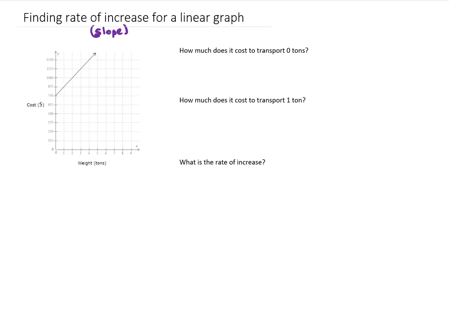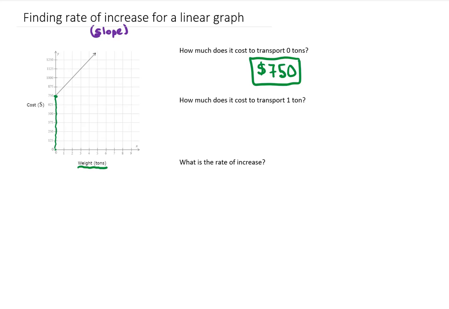So the first question we have to ask, that is prompted here, is how much does it cost to transport 0 tons? So to figure out what the transport cost is for 0 tons in this picture, I'm going to look along the x-axis, which represents tons, and I'm going to look for the value of 0. And then from that point, I'm going to go up to the graph of the line, and notice that the outcome is 750. So for how much does it cost to transport 0 tons, the answer here is $750. Done.